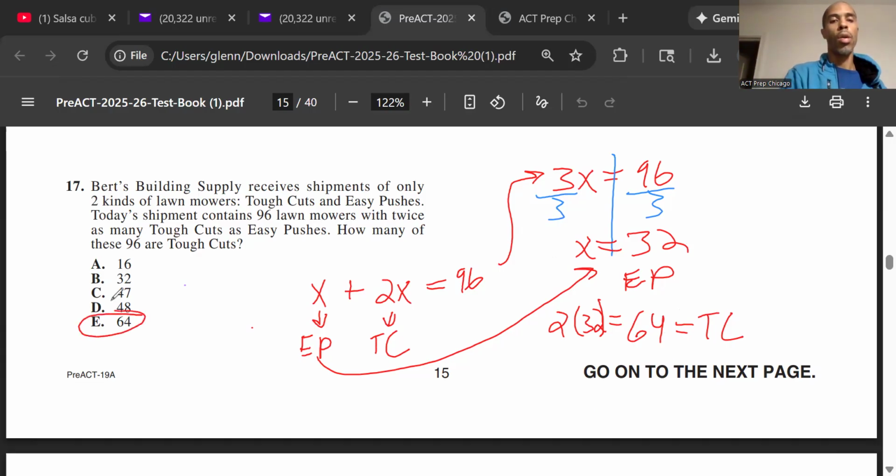So the answer is 64. You see how they put 32 as an answer too? That's very important. That means they're trying to trick you, because let's say you weren't really looking at the question and you just answered it based on the 32 easy pushes. Okay, so don't be tricked.